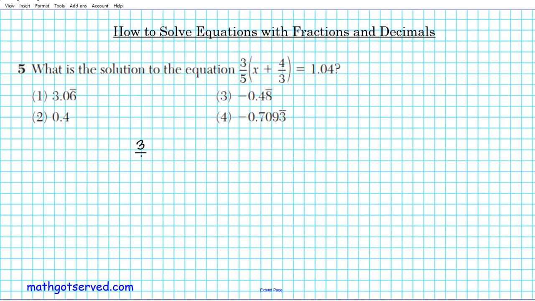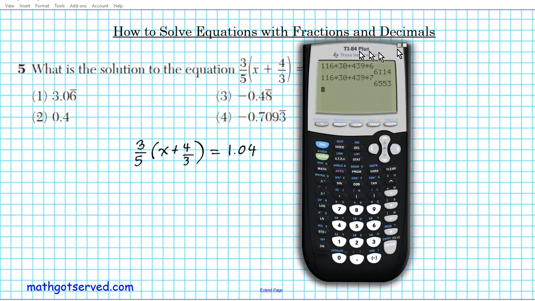3 over 5 times x plus 4 over 3 equals 1.04. Now, we can use a calculator for this one, okay? So calculators are allowed.